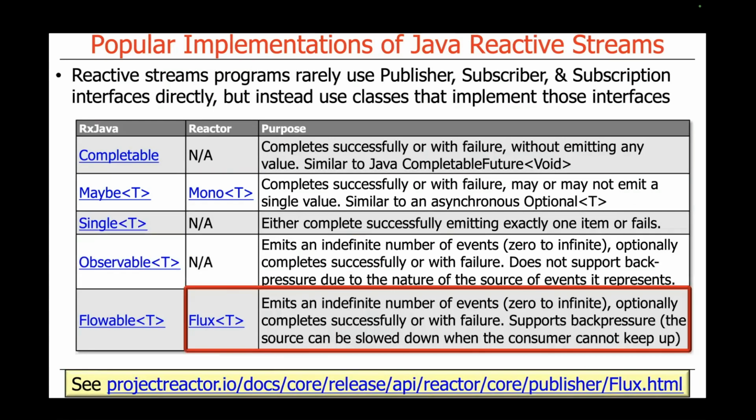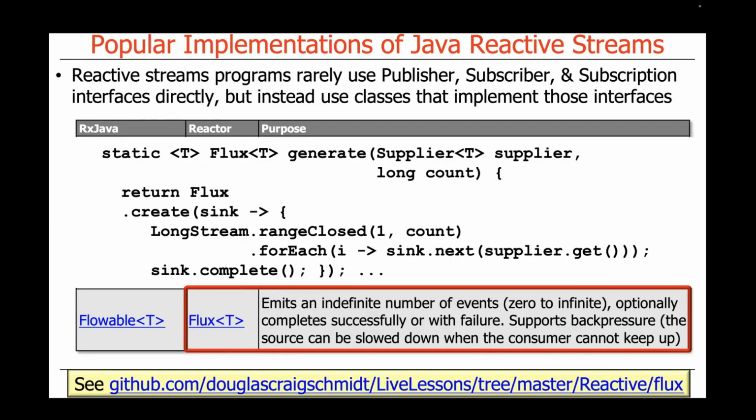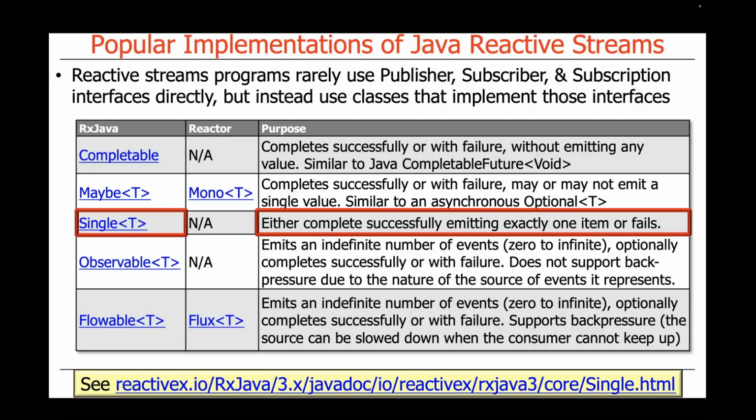There's also something in Project Reactor called a Flux. And this emits an infinite number of events, which optionally complete successfully or with failure. And this abstraction supports back pressure, which is this concept of flow control, where you can dictate how many events the publisher is to send before the subscriber needs to ask for the next tranche or the next chunk. And there's another bunch of examples of that at my GitHub account. Let's focus now on RxJava.